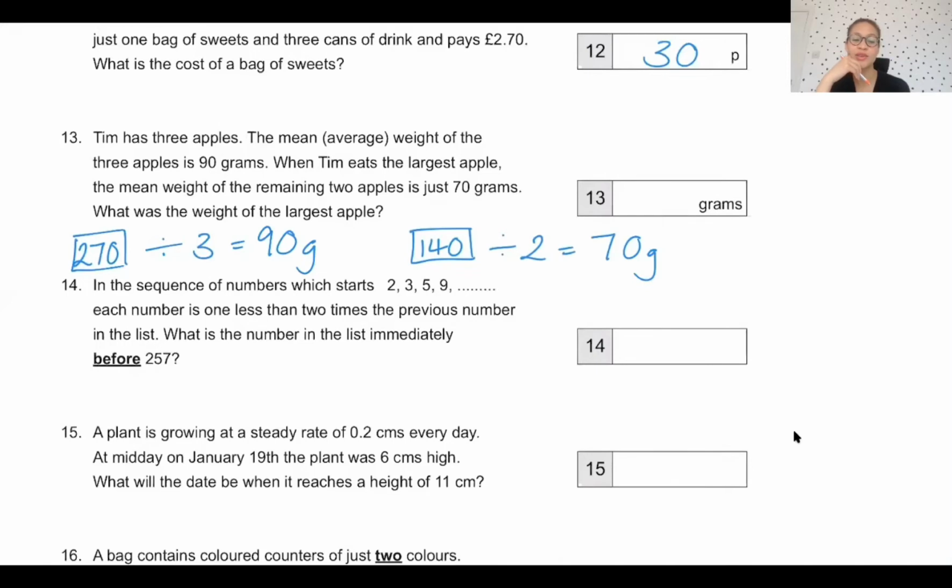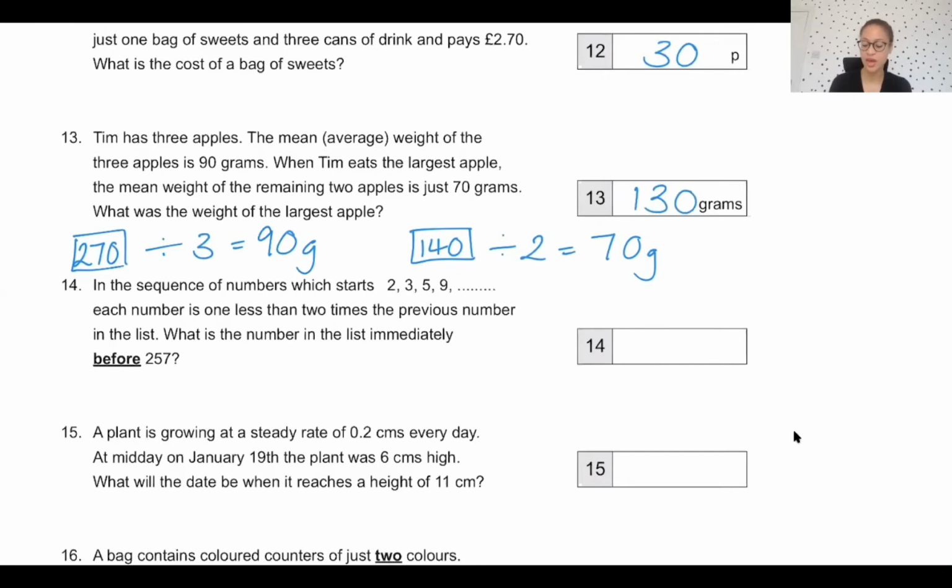I think some of you could have got this more quickly if you'd been concentrating the whole time, because this last part isn't that hard, but I think you've been doing your own thing. Yeah, good, I'm starting to get some answers. So to find the weight of the largest apple, that must be the difference between these 2 numbers. If they added up to 270 before, we took away an apple and they added up to 140, then the largest apple must be the difference between them, which is 130 grams.